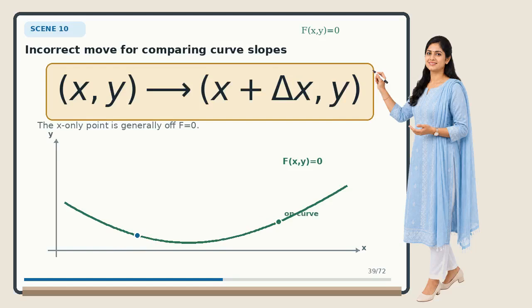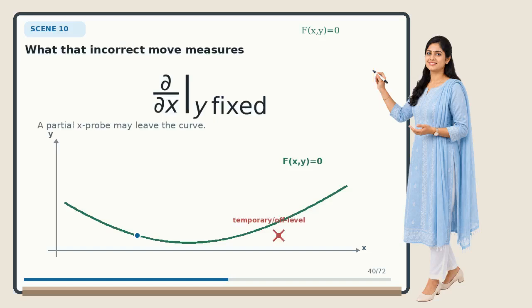Suppose we change x while artificially keeping y fixed. The new point will generally leave the implicit curve. This operation measures how an expression changes in the horizontal x direction with y frozen. That is a partial derivative. It is not the present question of how the curve's slope changes.